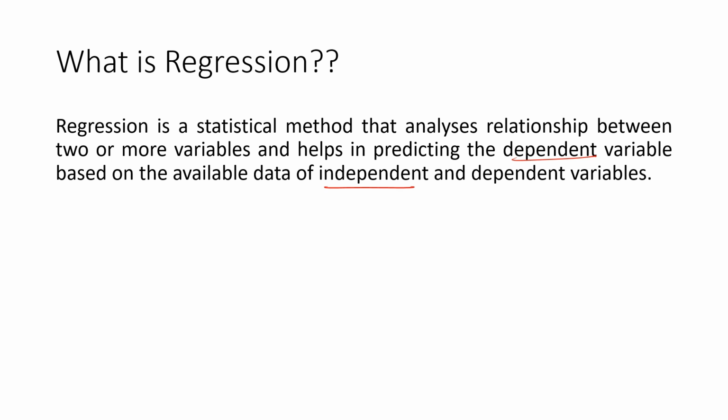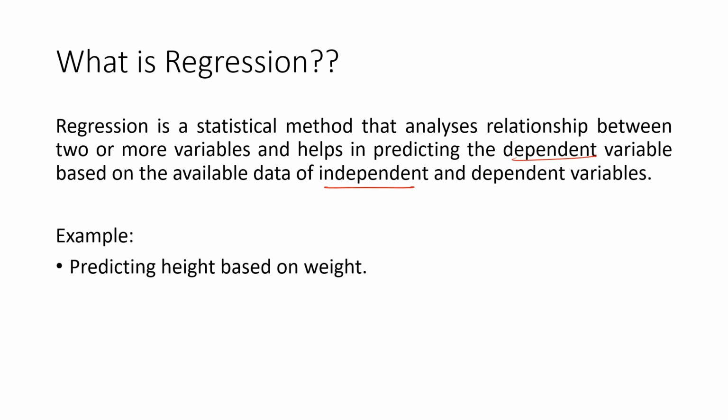So for our example, which I have discussed just now, the daily ice cream sales is a dependent variable as it depends on the average daily temperature. But the daily temperature does not depend on anything. So that is why the daily temperature is the independent variable. So that's the concept of dependent variable, independent variable, and what is the need of regression.